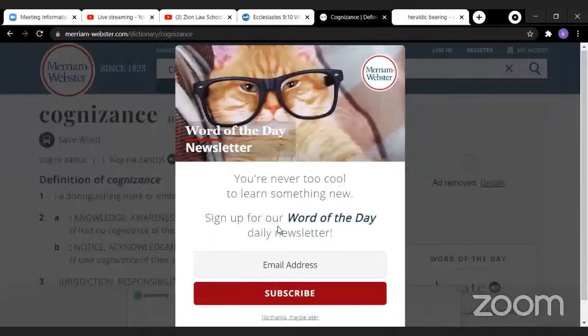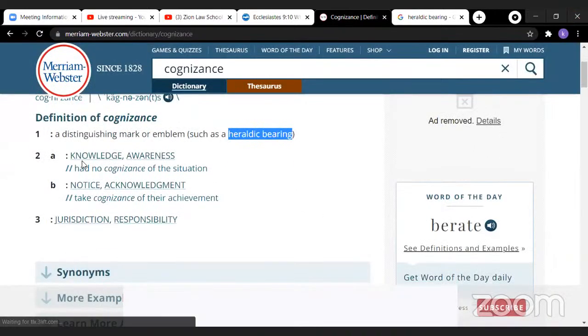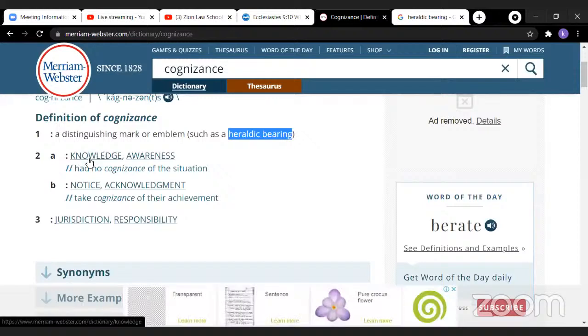Oh, let's go back here first. Hold on. Okay, continue, please. 2A, knowledge, awareness. B, notice, knowledge, acknowledgement. 3, jurisdiction, responsibility. So the Most High, so we're still under the Most High's jurisdiction or authority. Why? Because he's responsible for us, right? He notices and acknowledges that we exist. We're in his awareness.